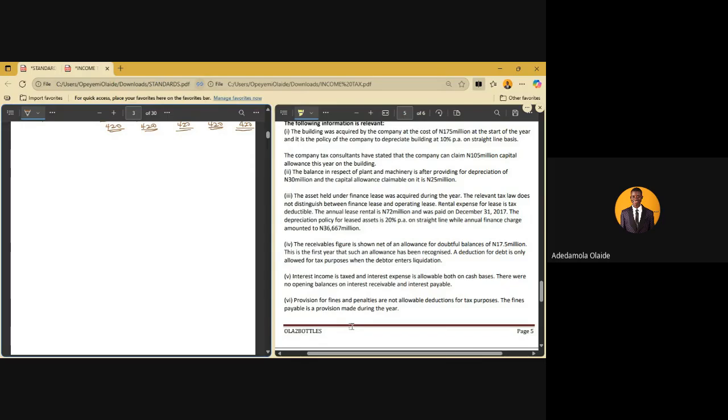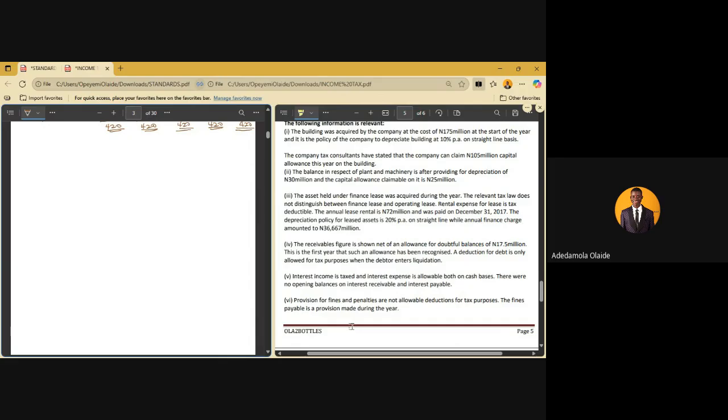Assets held under finance lease was acquired during the year. The relevant tax law does not distinguish between finance lease and operating lease. Rental expense for lease is tax deductible. The annual lease rental is 20% per annum on straight-line basis, while annual finance charge amounts to 36,667 million. The receivables figure is shown at net of an allowance of doubtful debt, doubtful balances of 17.5 million.